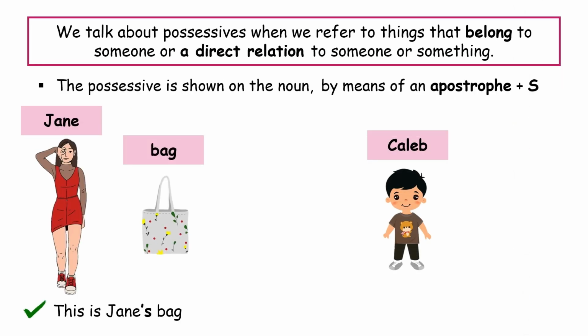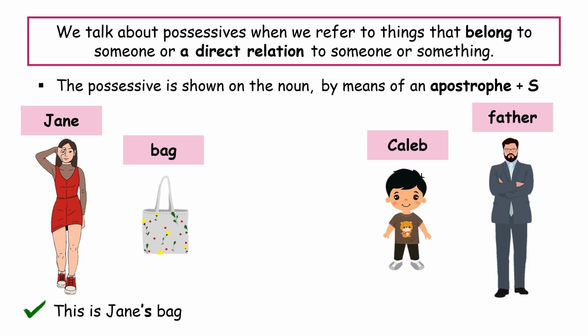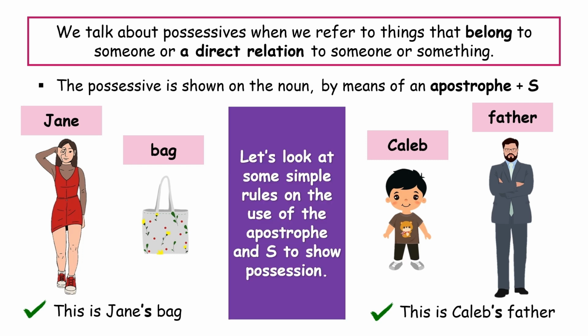This is Caleb. This is his father. We say, this is Caleb's father. The apostrophe and the S in this sentence tells us of a direct relation between Caleb and his father. It doesn't really tell us about ownership. So let's look at some simple rules on the use of the apostrophe and S to show possession.